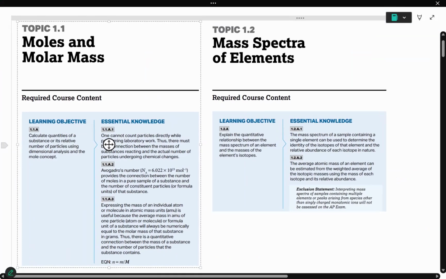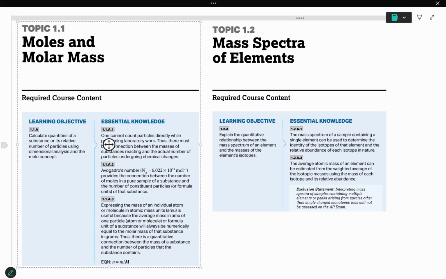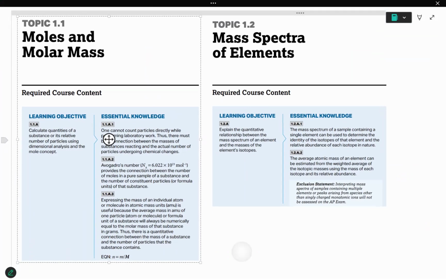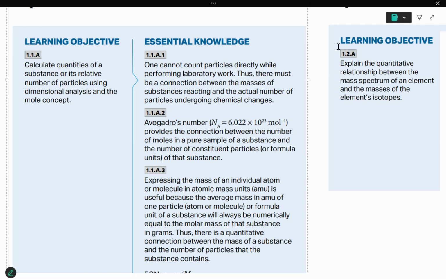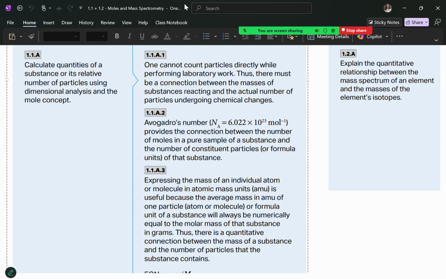those mean, right? Those were very key ideas that came from grade 11 chemistry. So some things that you'll notice is that I actually embed this from the actual AP document about what they want you to learn from these sections of the unit. So the learning objective here is to be able to calculate quantities of a substance or its relative number of particles using dimensional analysis or the mole concept.